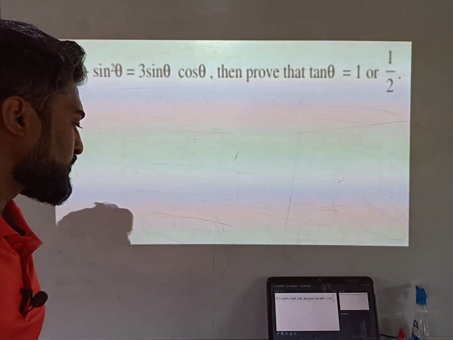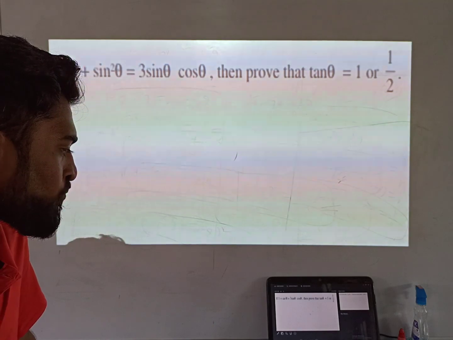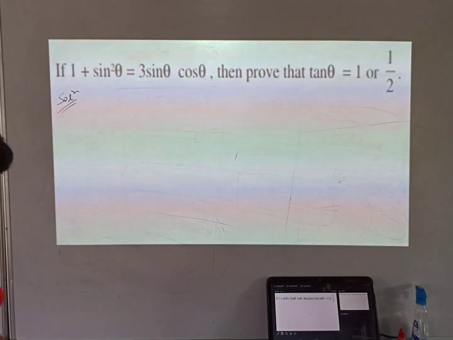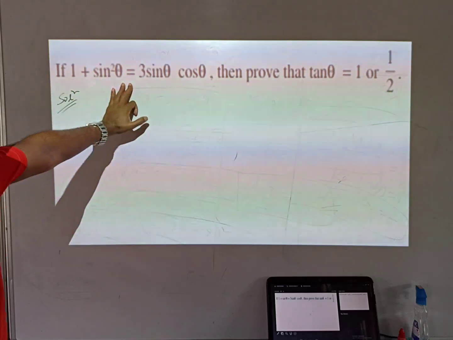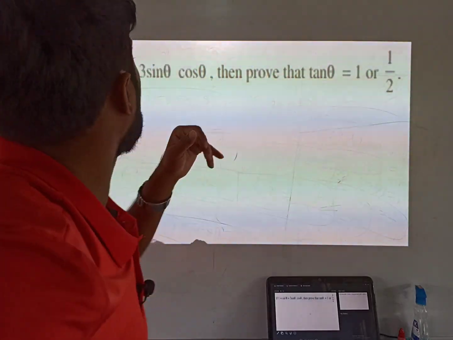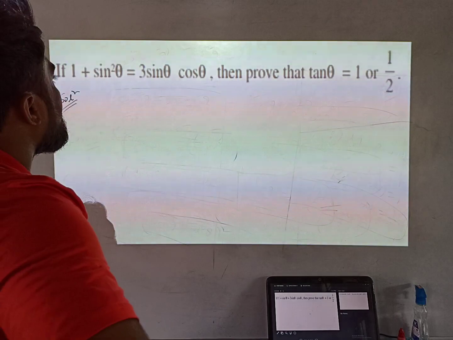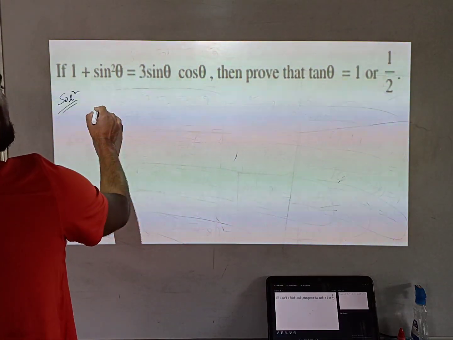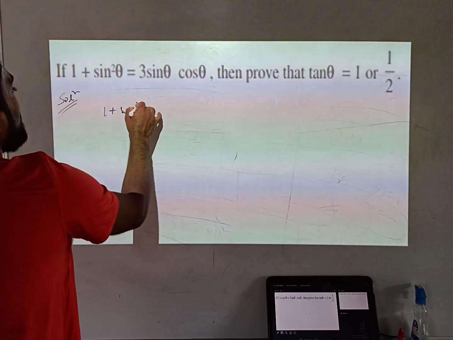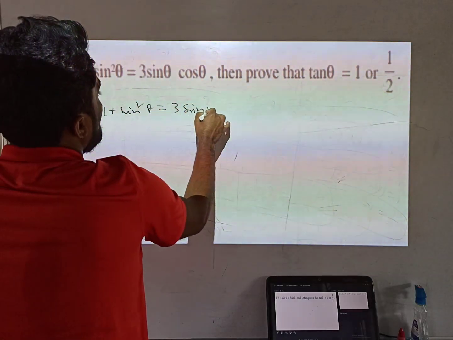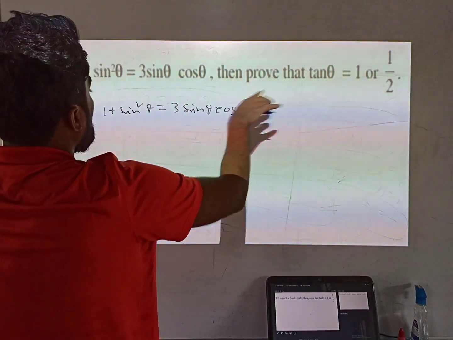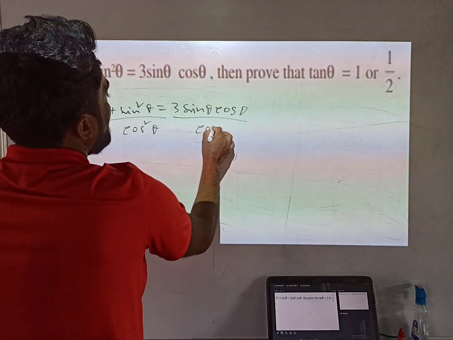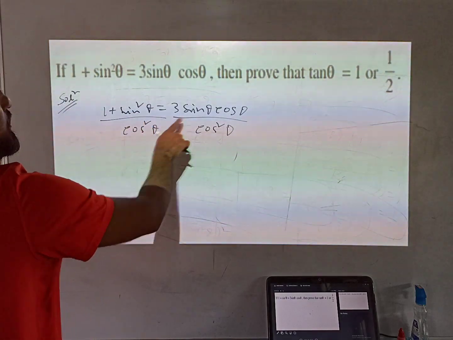Okay. So it's a very simple question. To solve this question, what do I need to do? It's very simple. You see, this is given, so I have to prove that tan equals this. So for that, I will do one thing. Both the sides I will divide by cos square. So 1 plus sine square theta equals 3 sine theta cos theta, because I need to prove in tan. So that is why I am dividing by cos square. Why are we dividing by cos square? Because sine square by cos square will give us tan square.